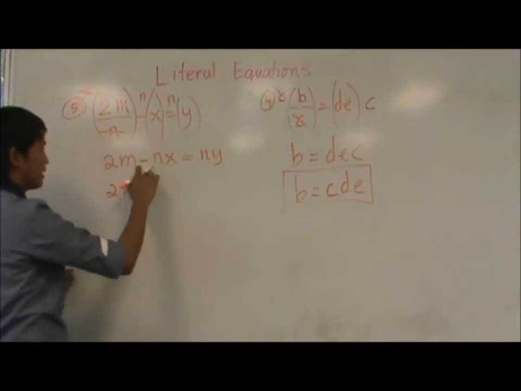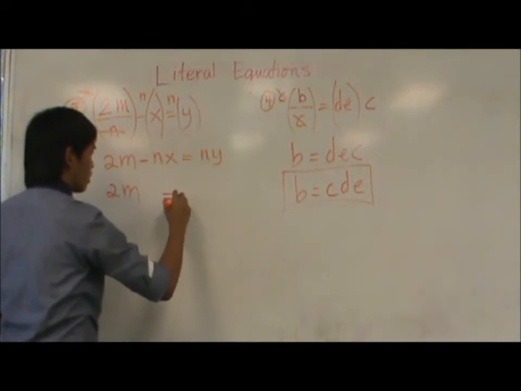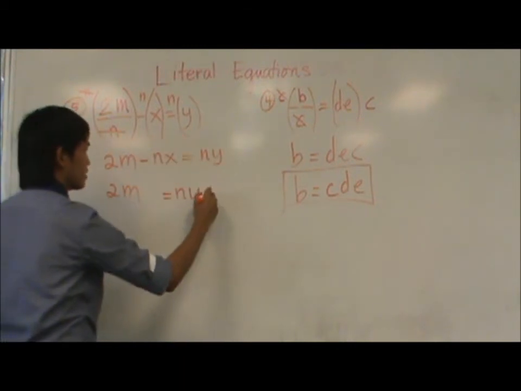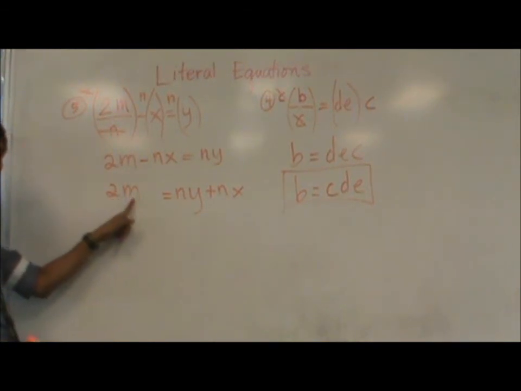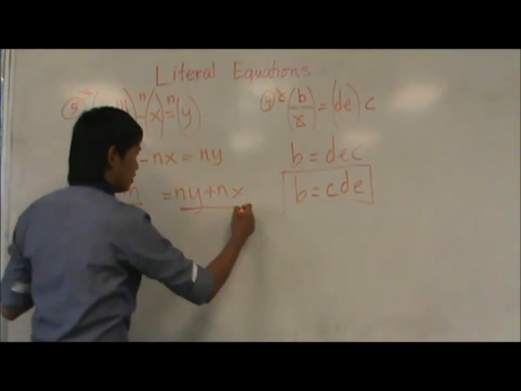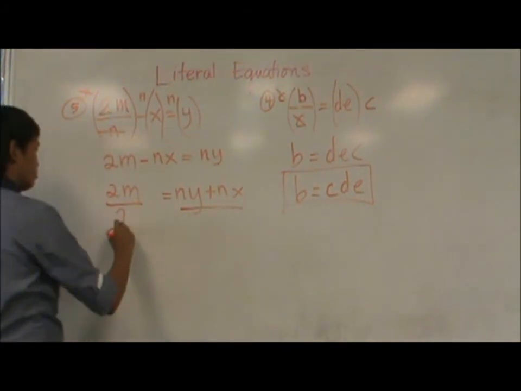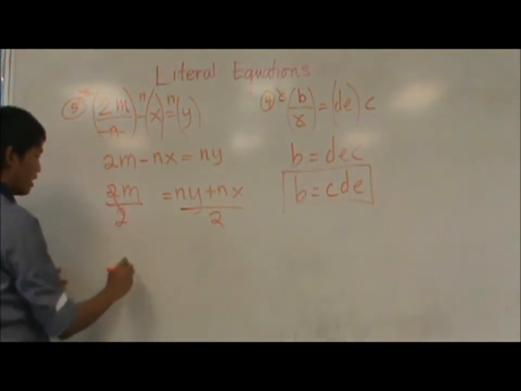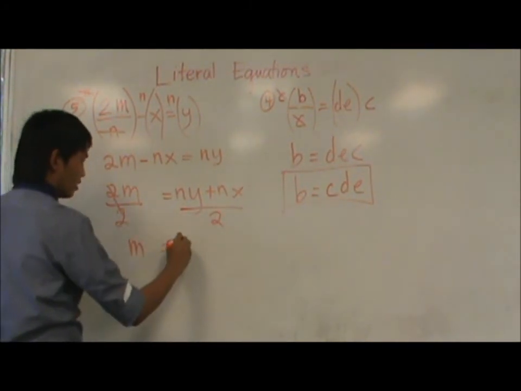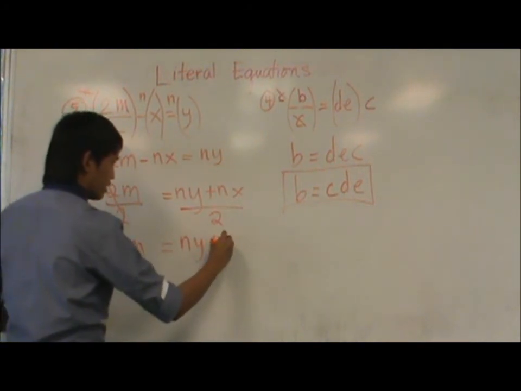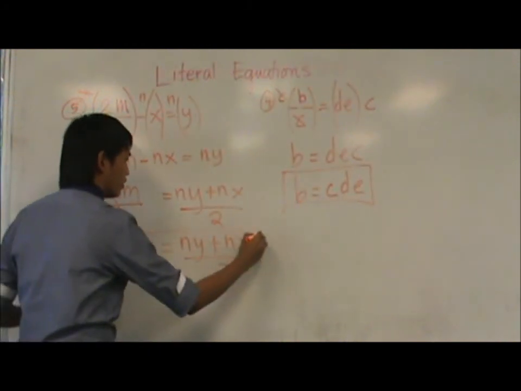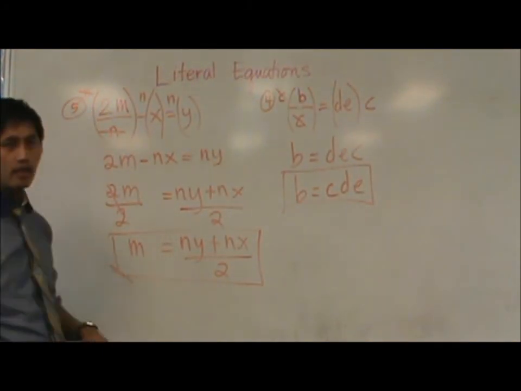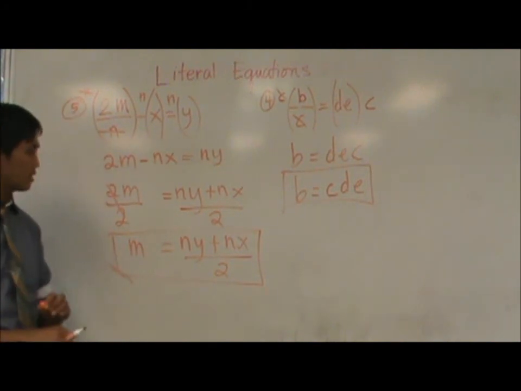Then that minus nx, move it over, becomes plus nx. Once again, we're solving for m. We don't need that 2. Divide both sides by 2. And now you have m equals ny plus nx over 2. Now your m is isolated, your m is alone. That's the final answer.